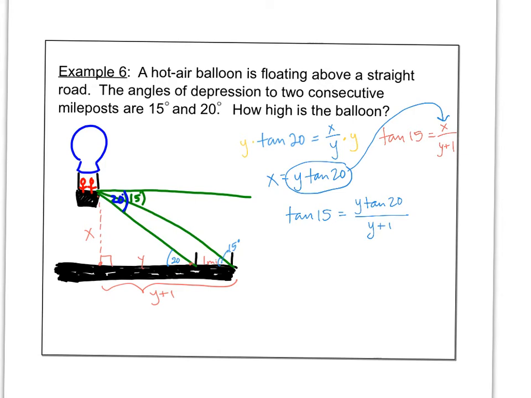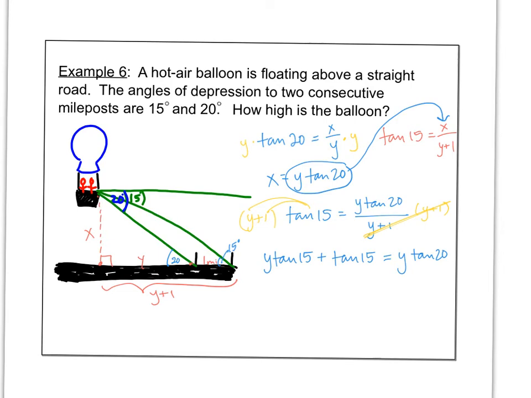So this Y plus 1 that's on the bottom of that fraction, let's see if we can get rid of that. So I'm going to start by multiplying both sides by Y plus 1. Here they'll cancel out. Next, distribute on the left side. So we're kind of distributing this tangent 15 times both of those items. And so we're going to have tangent 15 times Y. So we have Y tangent 15. And then plus tangent 15 times 1 is just tangent 15. And it equals Y tangent 20.